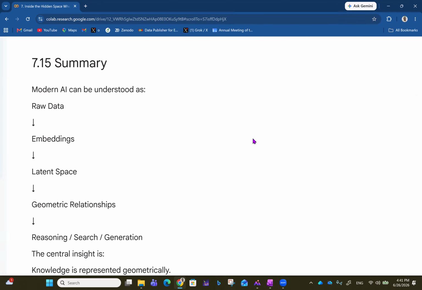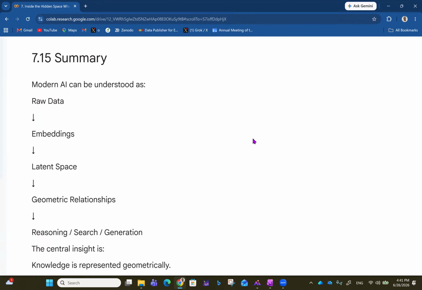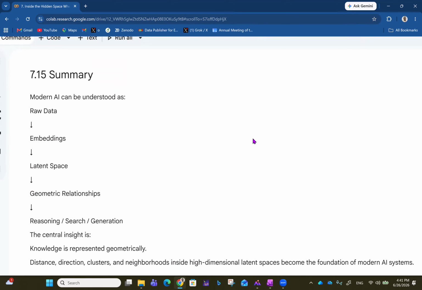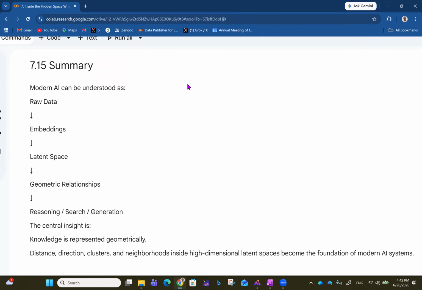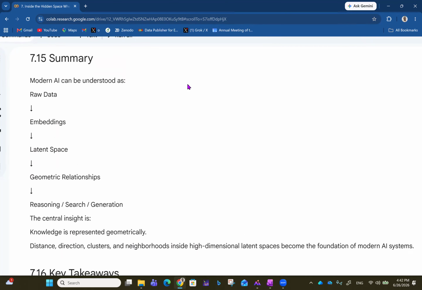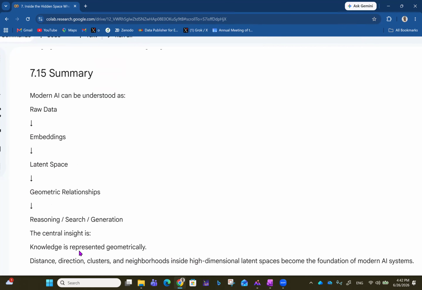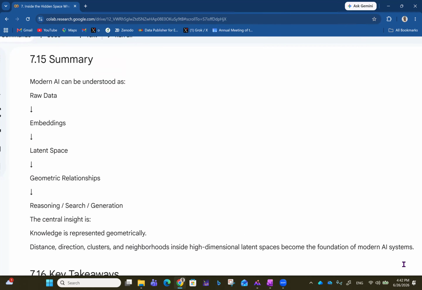In summary, what we've been saying so far is this: modern AI can be understood as a journey from raw data to embeddings, to latent space, to geometric relationships, to reasoning and search and generation. And the central insight is that knowledge is represented geometrically. So distance, direction, clusters, and neighborhoods inside high dimensional latent spaces become the foundation of modern AI systems.